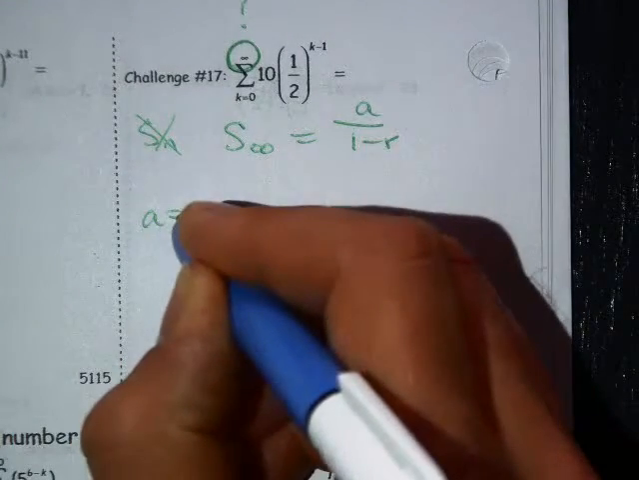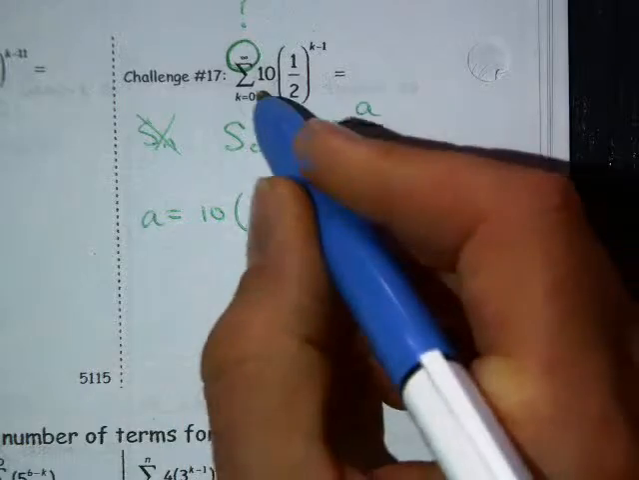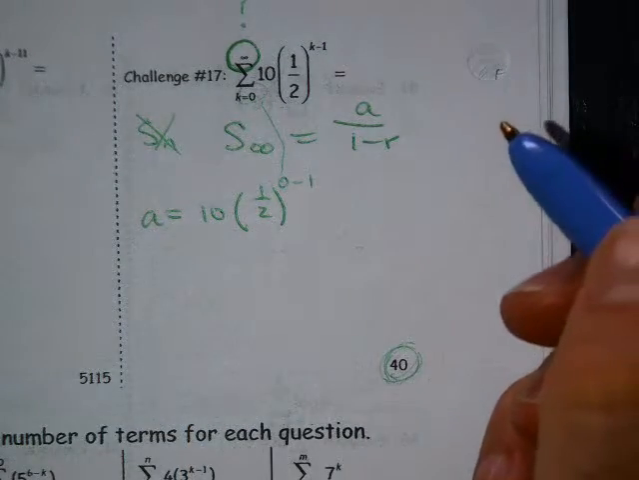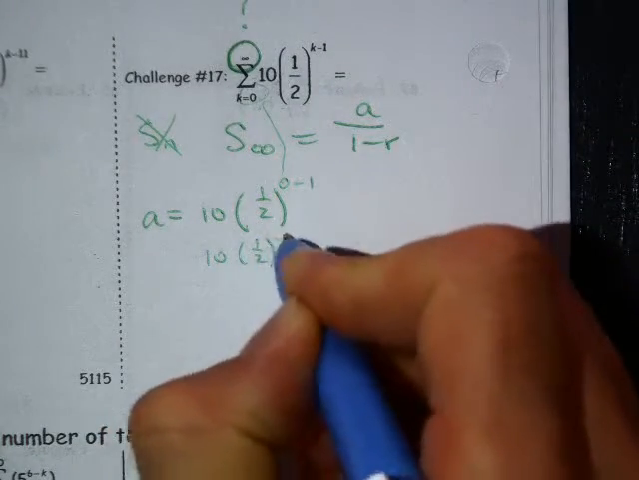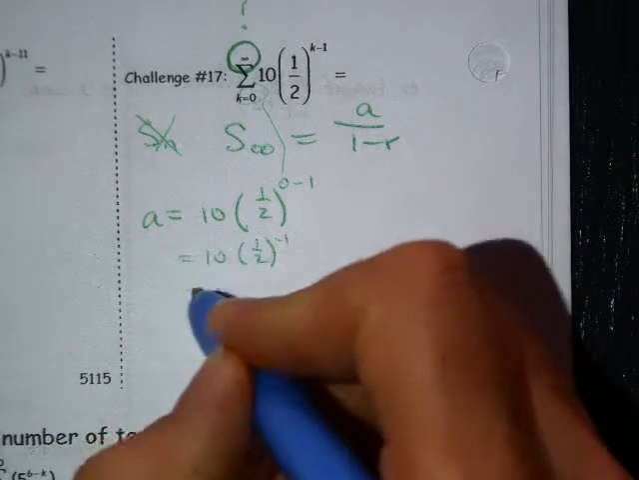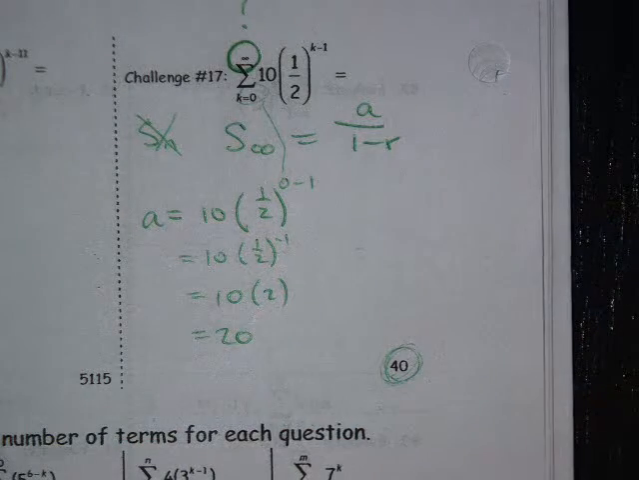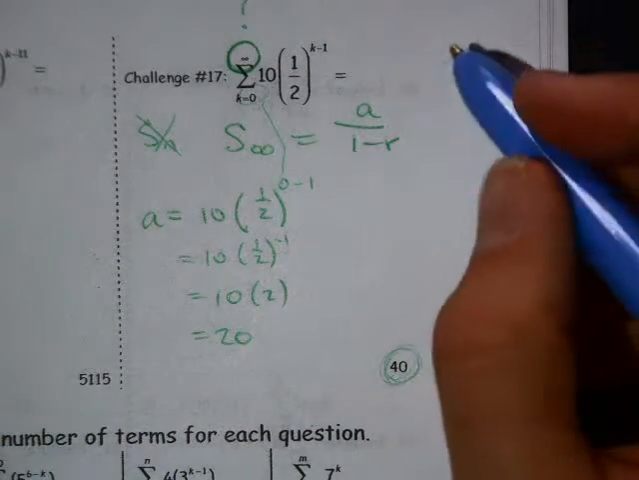A is your first term. Put it in. 10 to the power of 1/2 to the 0, take away 1, which is 10 to the power of 1/2 to the minus 1. 1/2 to the minus 1 is actually 2. Our first term is 20. That's A.